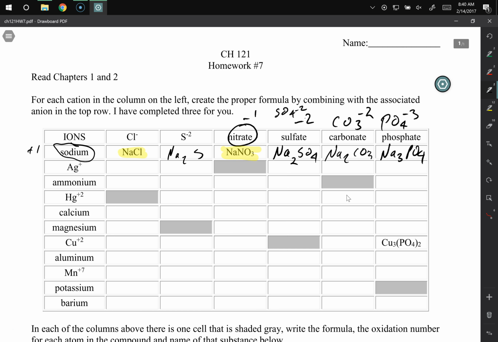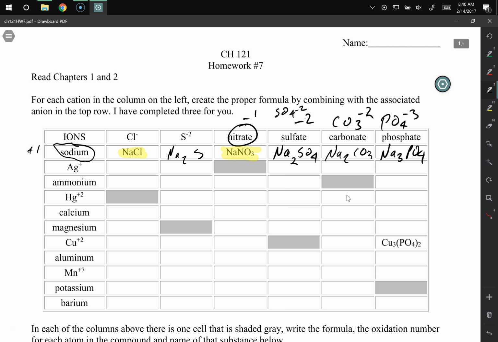Why is this one just sodium nitrate? I just say the name of the polyatomic ion. It doesn't matter how many of the polyatomic ions there are. I just say the polyatomic ion's name. So then sodium sulfate, sodium carbonate, and sodium phosphate.